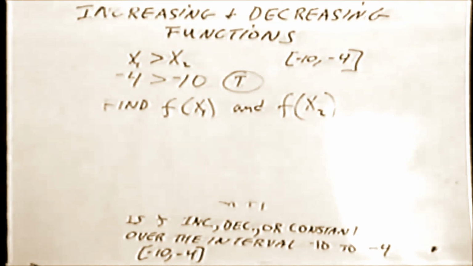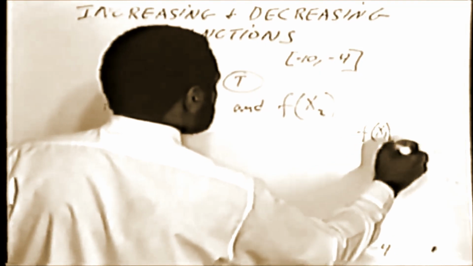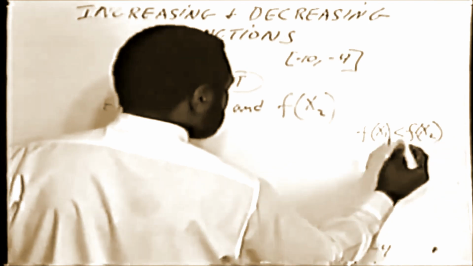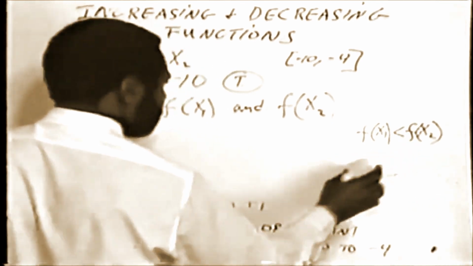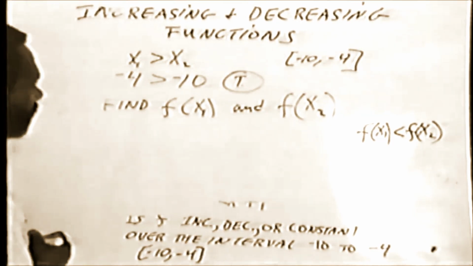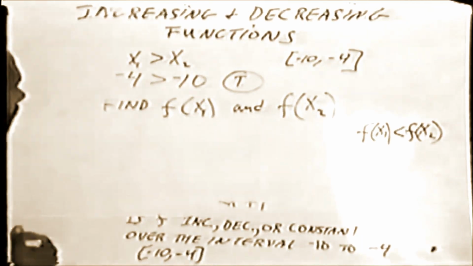If f of x of 1 is less than f of x of 2, if that is true, then the function is decreasing. If it's not true, the function is not decreasing. It might be increasing or it might be a constant function.